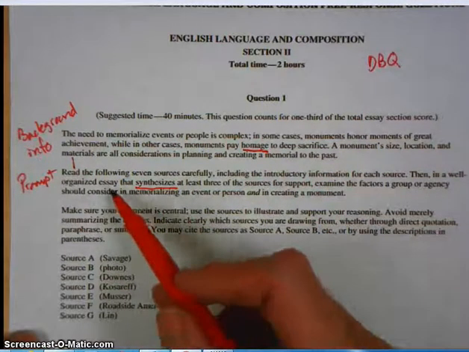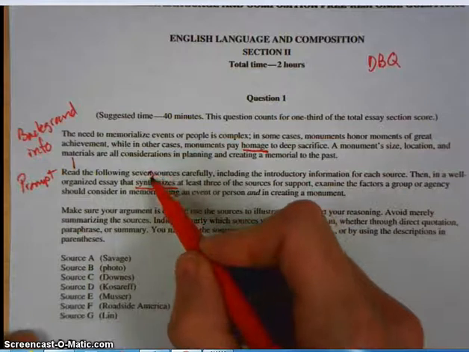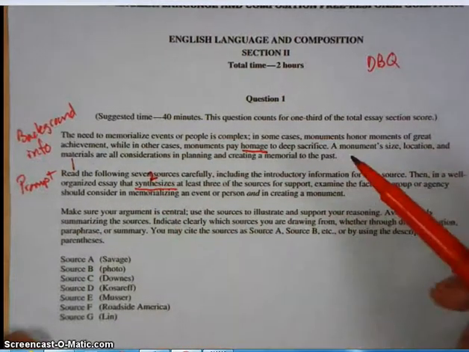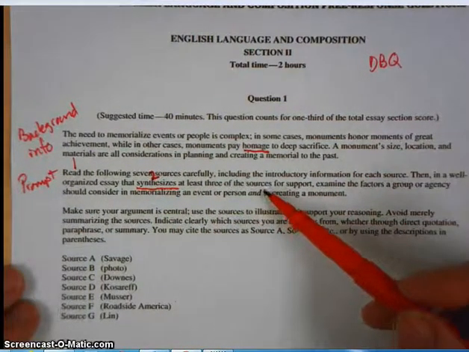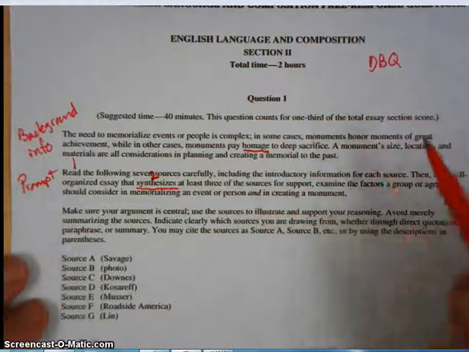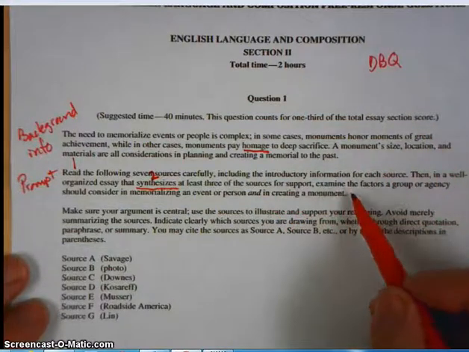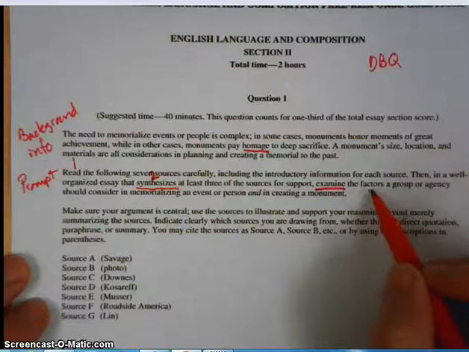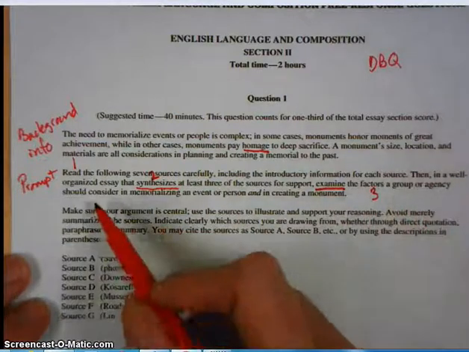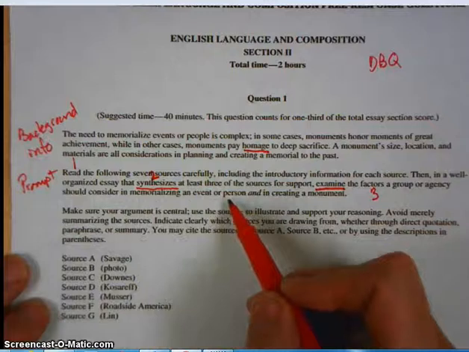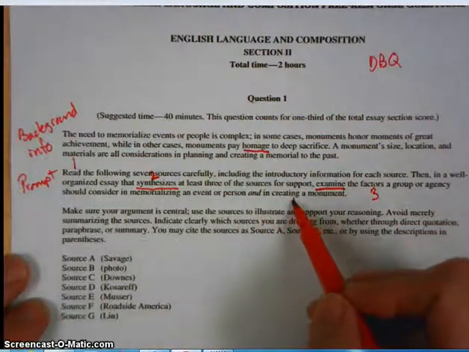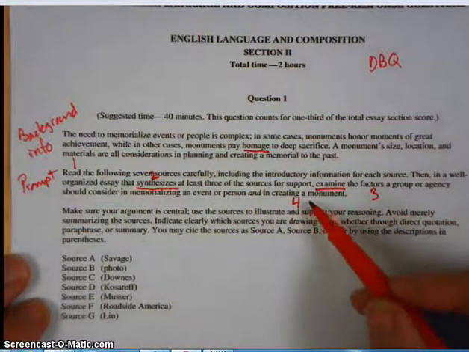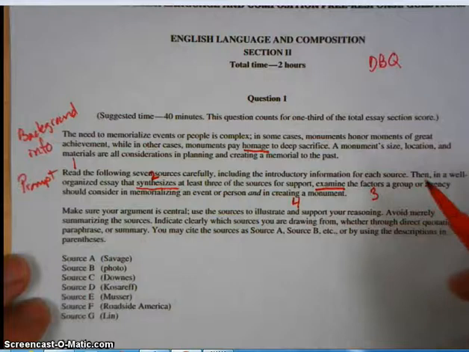We need to create a well-organized essay that synthesizes, or blends together, at least 3 of the sources with our own argument. The things that we have to look for here are: examine the factors a group or agency should consider in memorializing an event or person, and we also need to know the factors in creating that monument. So there are several different tasks that we need to accomplish here.